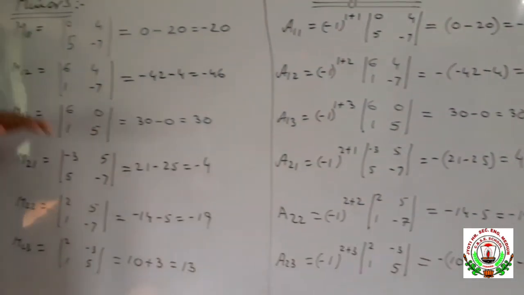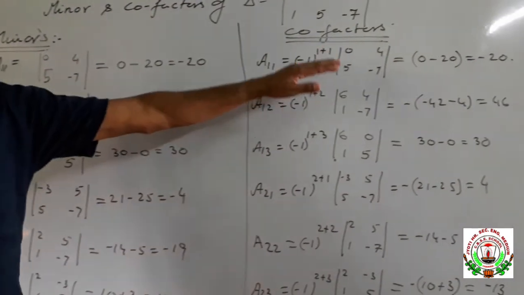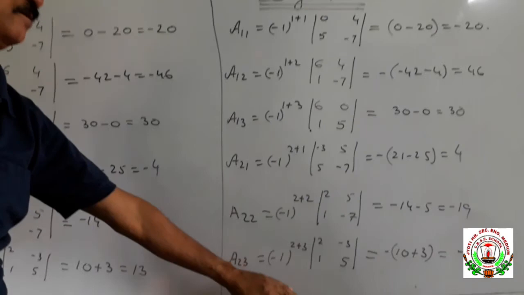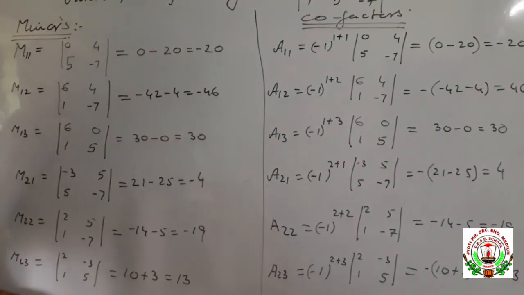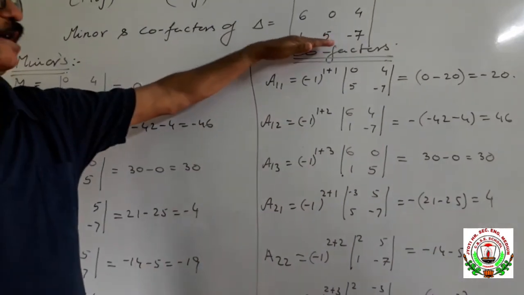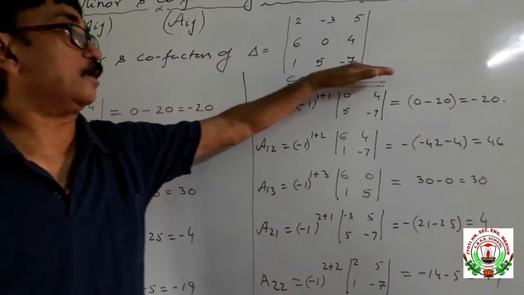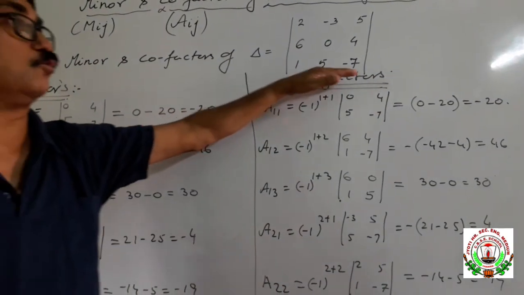So in the same way as I have calculated the 6 minors and the 6 cofactors for the first row elements and the second row elements, in the same way you can now calculate the minors for the third row elements and also the cofactors of the third row elements.